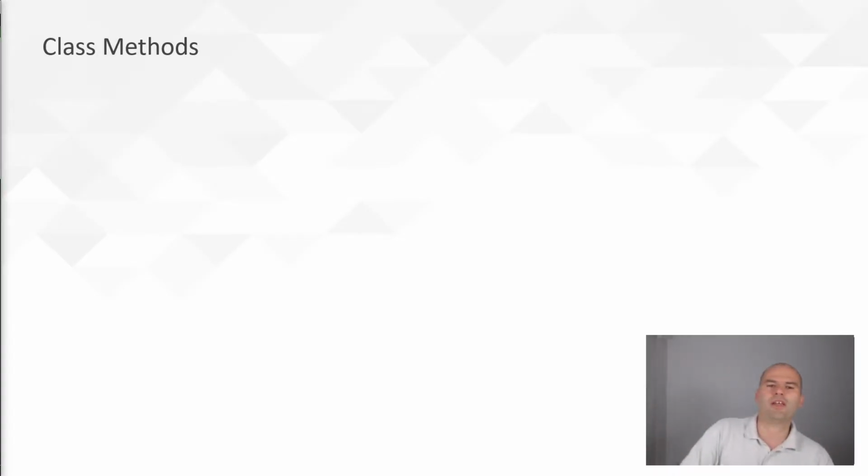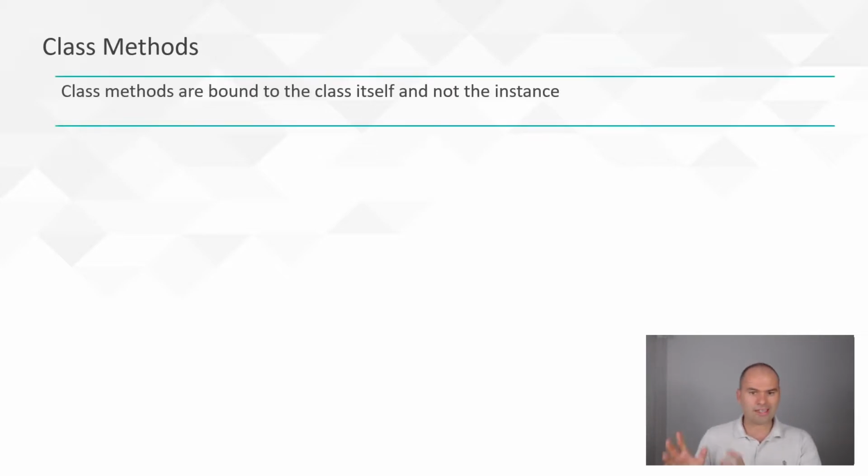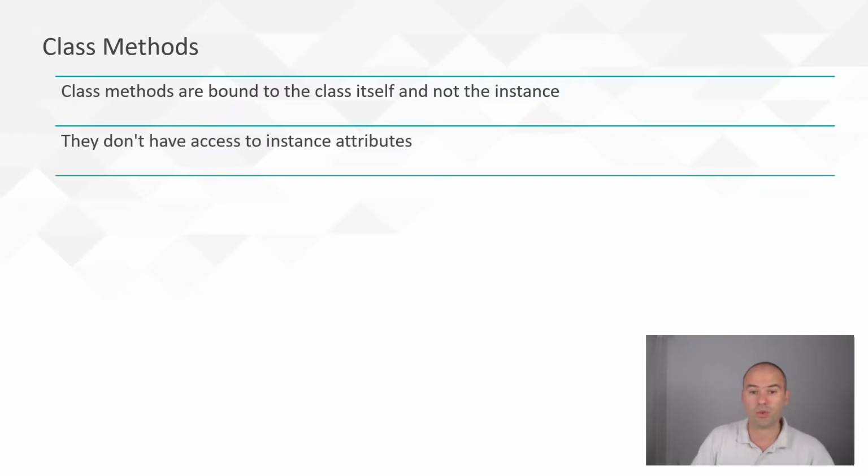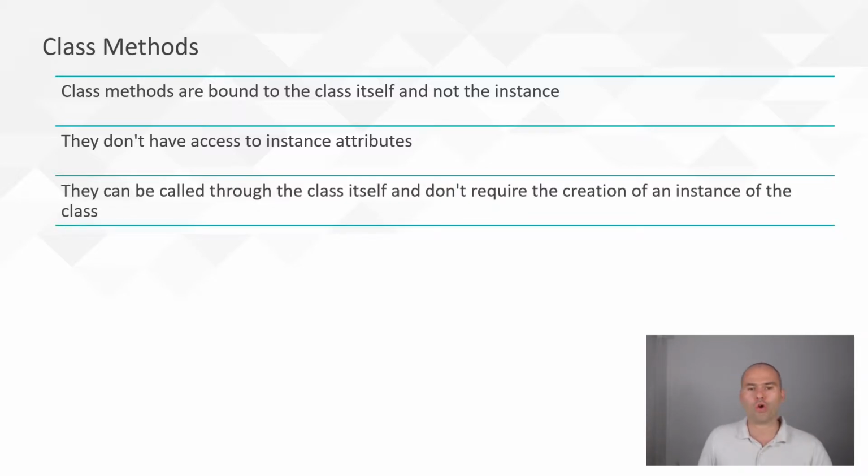So we have talked about class attributes. Now let's talk about class methods. As the name suggests, class methods are methods that belong to the class itself and not to an instance, not to an object that the class made. They do not have access to the instance attributes, so they kind of work on general class attributes. They can be called through the class itself and do not require the creation of an instance.